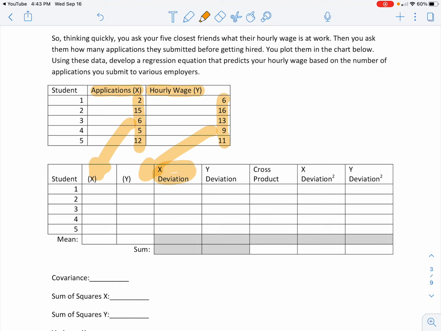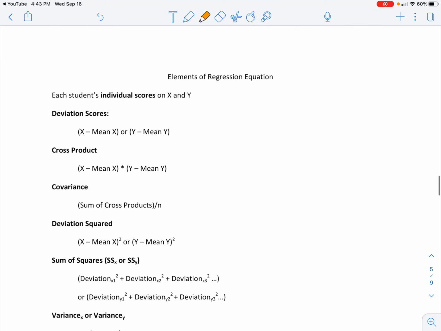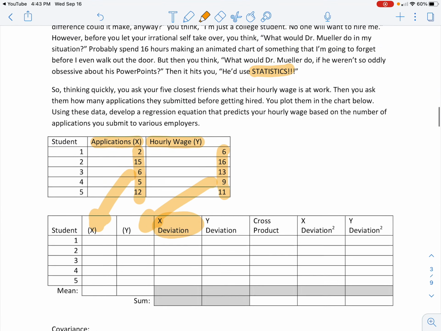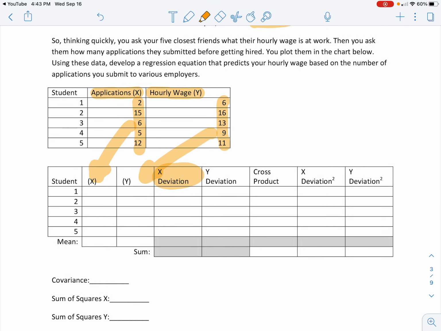So if I want to know, how do I calculate, for instance, the X deviation? Well, I simply go down here and reference deviation scores. X deviation is the X minus the mean score of X. Okay, so I come back up here. It's going to help me a lot if the very first thing I calculate is the mean score of X and then the mean score of Y. Using those, I can then calculate deviation scores for each of these variables.